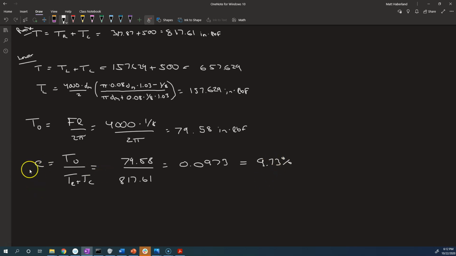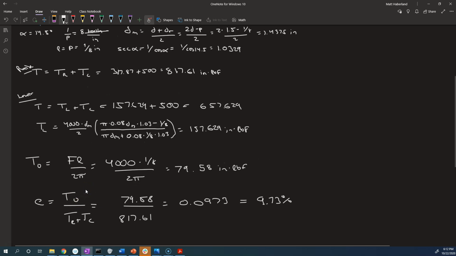Now you can make it a little bit more efficient by going to a square screw because there's less thread angle, and so that secant alpha doesn't hurt you as much. But in general, power screws, unless they're ball screws, are pretty inefficient.